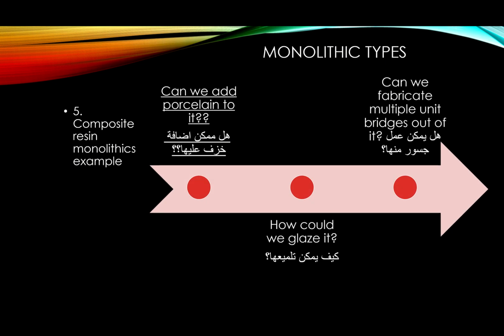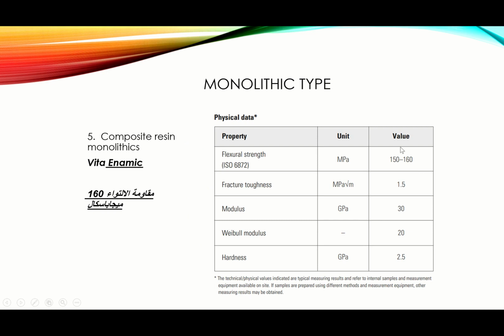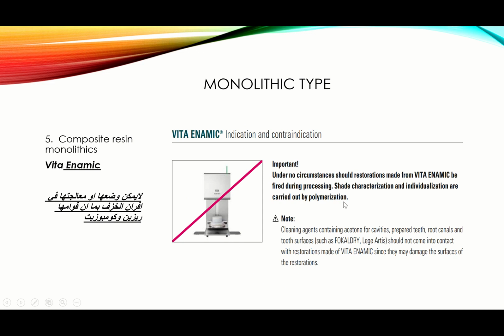Anyways, can we add porcelain to the composite resin monolithics? Nope, we can't add porcelain to it. It's composite. How could we glaze it? You polish it. You don't glaze it in the furnace. Can you fabricate multiple-unit bridges out of it? No, the indication is a single unit. Let's take Vita Enamic for example. It's around 150 to 160 megapascal of flexural strength. Of course, you can't and should not place it in the furnace. It will melt. It's a composite.